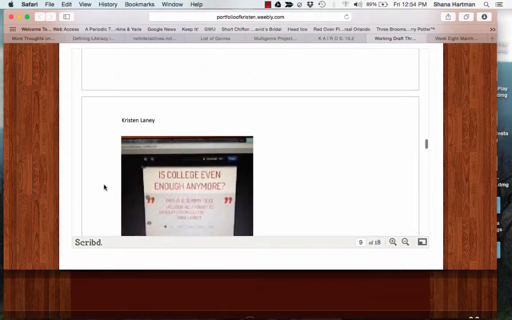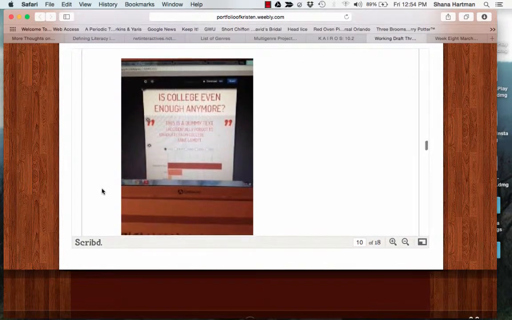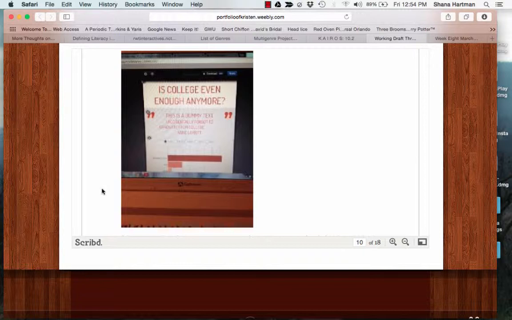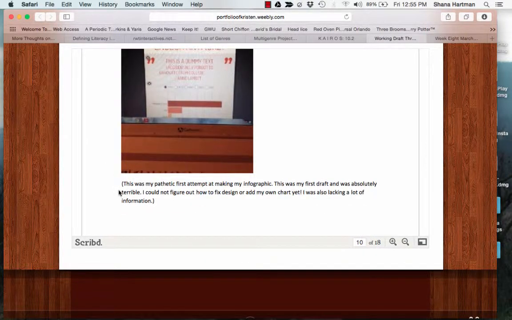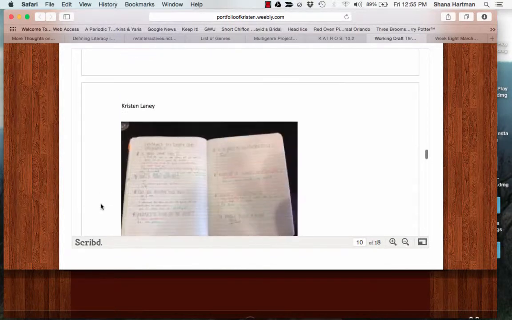And it's difficult to show process when you're working digitally. So we decided as a class, because I had not worked through this before, that screenshots could be a way to capture the process. This student was able to do it just by taking a picture of her screen of her initial draft. And then she's got some comment here on how she felt about that initial draft.